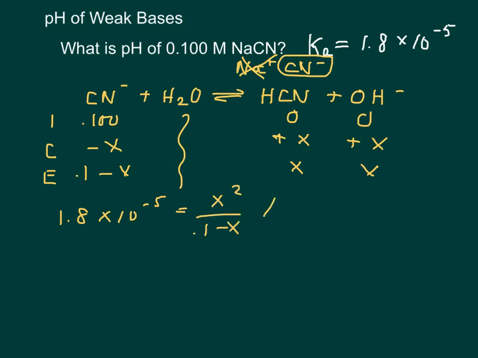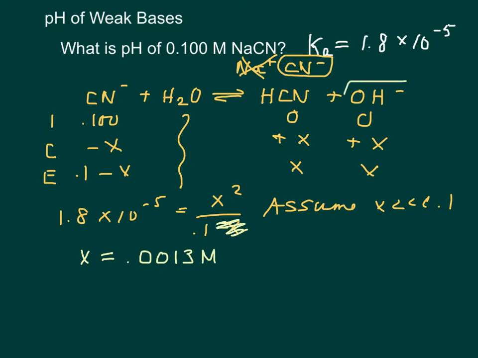And we can go ahead and make that assumption because K is pretty small. Okay, so when we do that, what happens is this disappears. Then if you go ahead and solve for X, you get 0.0013 molar. It's important to recognize here, though, it's not H plus we found, it's OH minus. So we found the OH minus concentration.